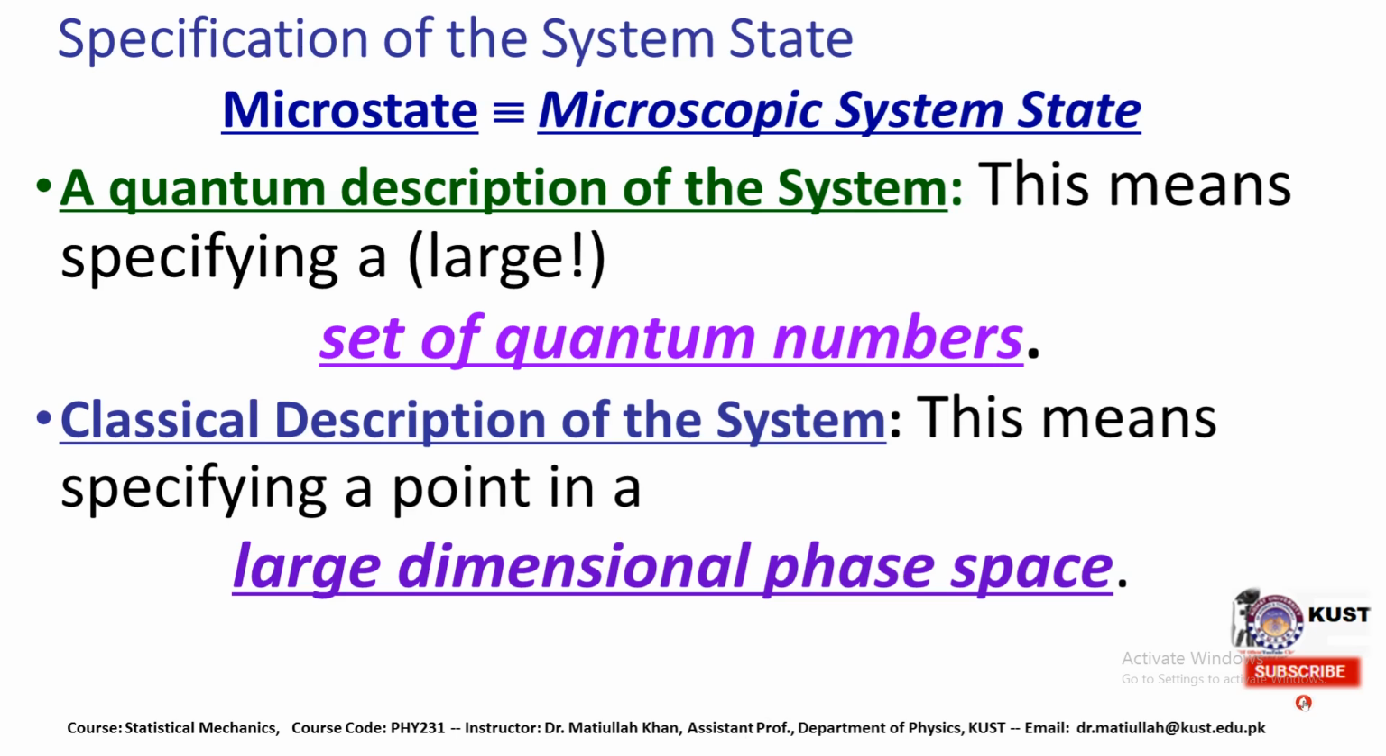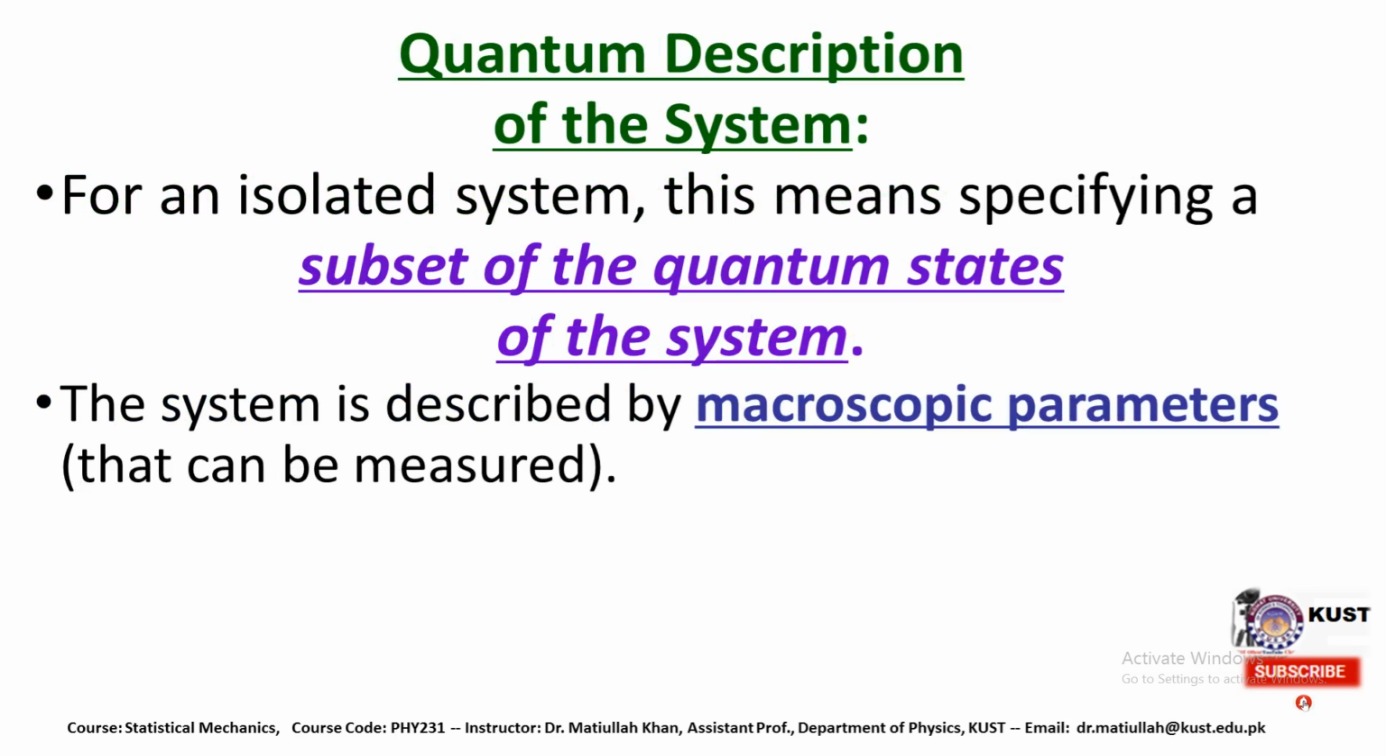So if we look toward the quantum numbers, a quantum description of the system actually means specifying a large number of particles. So that is actually the set of quantum numbers. If we have the classical description of the system, this means specifying a point in a large dimensional phase space. We already know the phase space, that is actually the position-momentum space for any particular system. So what is actually the quantum description of any particular system?